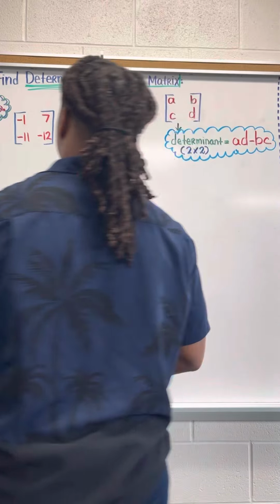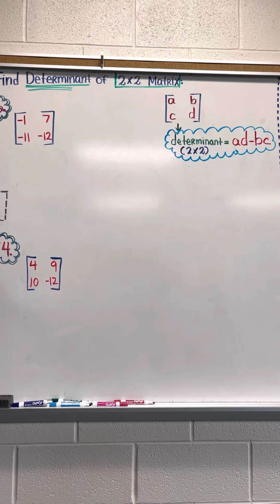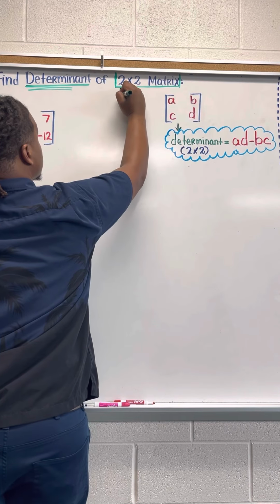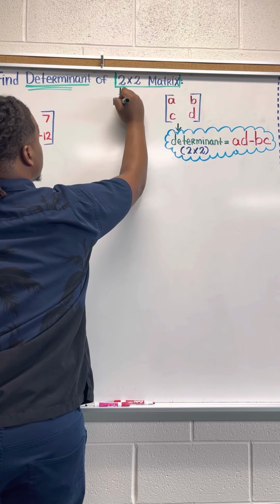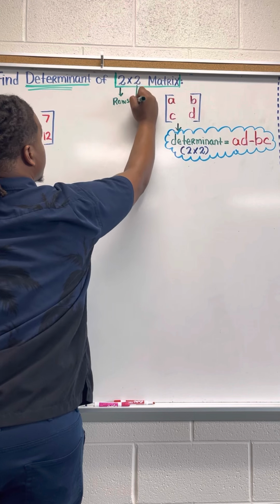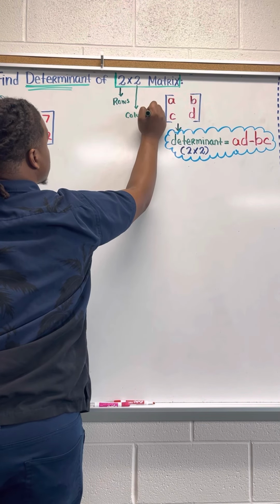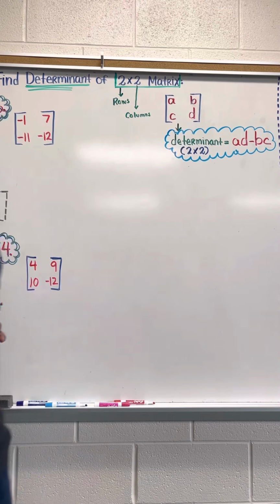I want to go over example 3 and example 4 of how to find a determinant of a 2x2 matrix. And you remember, a 2x2 matrix is a matrix that has 2 rows and 2 columns, okay? It has 2 rows and 2 columns, just like this illustration over here.